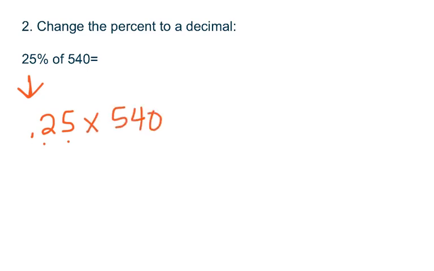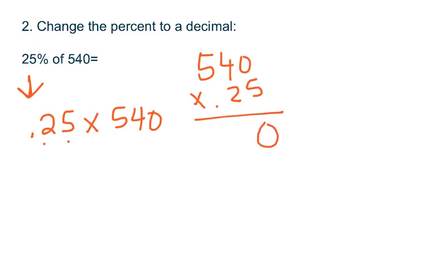Okay, so I'm going to do this a different way. I'm going to put 540 up here times 0.25. It's much easier to multiply this way. 5 times 0 is 0. 5 times 4 is 20. Carry the 2. 5 times 5 is 25 plus 2 is 27. So I'm going to cross out this 5. I'm done with it. Place a 0 here in the second row. And now I'm also going to take away that 2 that I carried. Now I'm ready to multiply by 2.